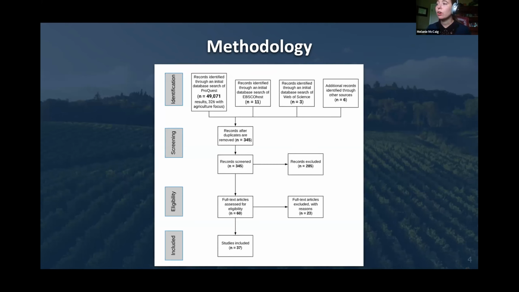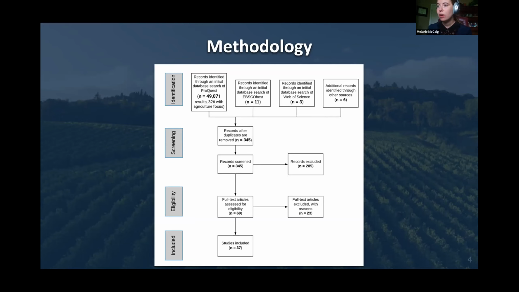The first step in the protocol was to conduct a search using 2 or more databases. In this case, it's shown in the identification section. This study utilized the databases of ProQuest, Web of Science, and EBSCOhost. The chosen keywords were collaboration, value, IoT technology, and agriculture. Each database searched the terms simultaneously.